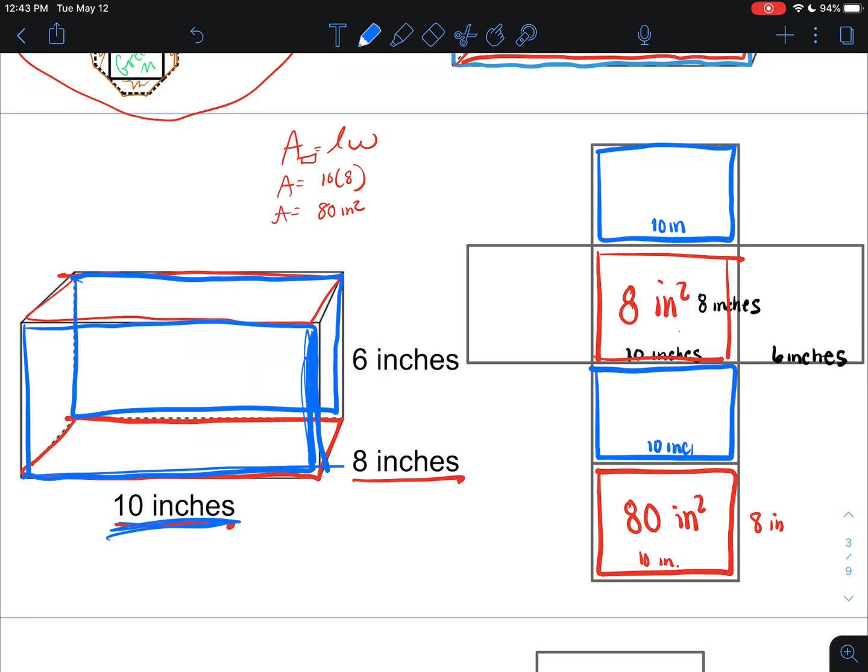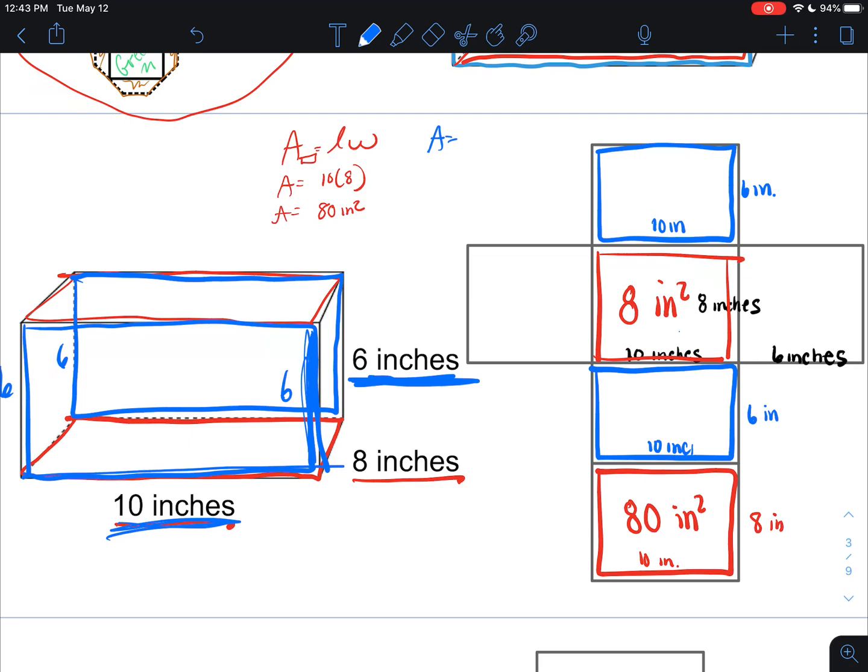But what is this right here? We need to know what that is. And that is actually the height of the rectangular prism. So this is because all of these sides here are 6, 6, 6, okay? So this is 6 inches. So I can label this one as well because I know they're identical.